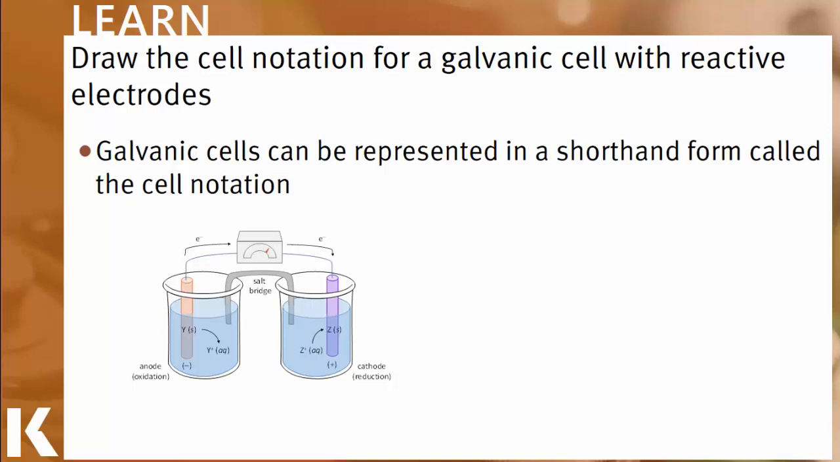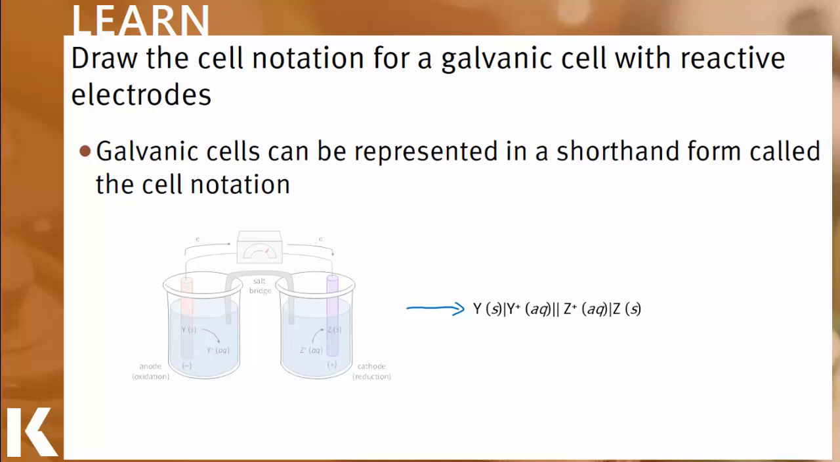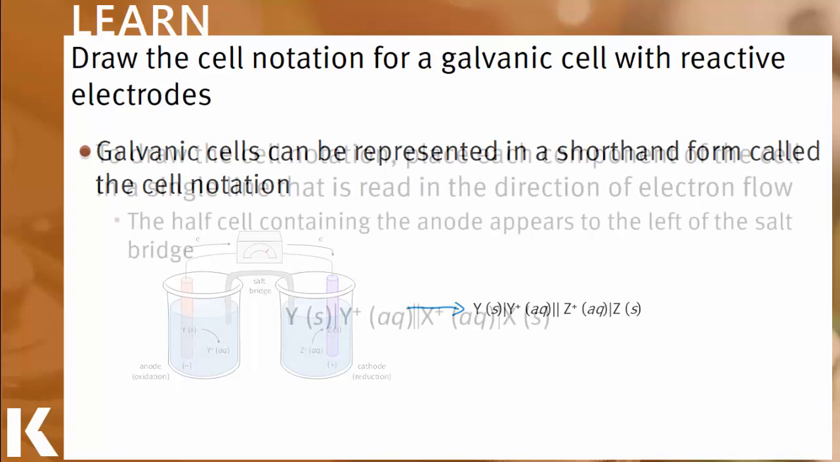It's cumbersome to have to diagram what's going on in every cell, so in this lesson, we're going to review a shorthand form called the cell notation. This video will focus on the cell notation for when you have a reactive electrode, and you'll go through the minor modification required to write out the cell notation for an inert electrode in another video.